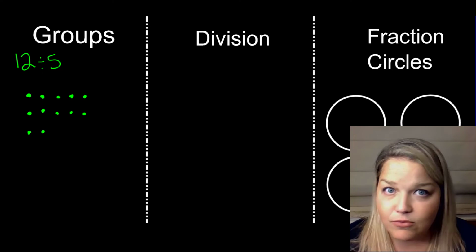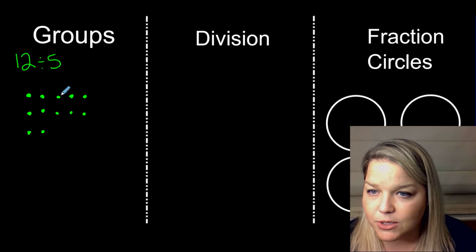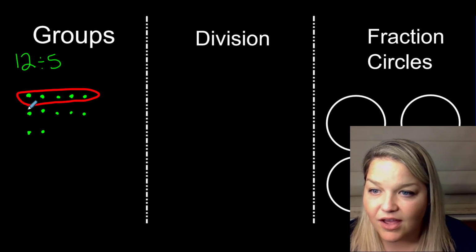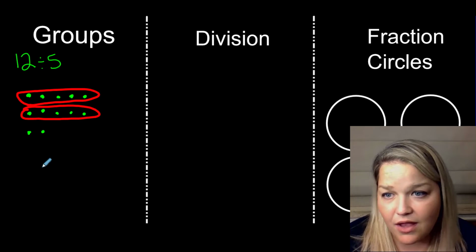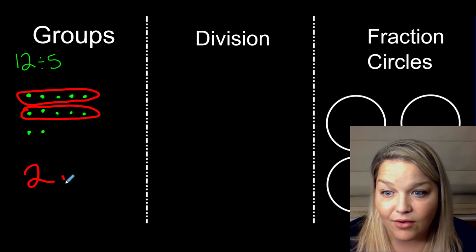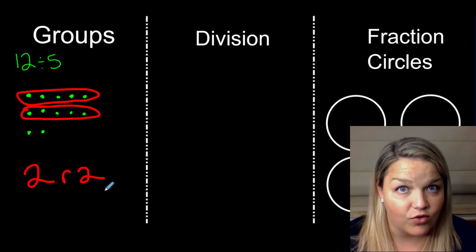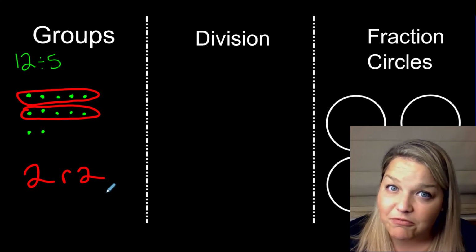I'm going to just group them into groups of 5. How many can I make? 1, 2, 3, 4, 5. I made a group. There's one group. All right, 1, 2, 3, 4, 5. I made another group and I've got 2 left over. So you're like, okay, I can make 2 groups. And then I have 2 left over. So that's kind of where that remainder 2 comes from, the R2. It's the leftover stuff that you didn't have enough to make a group of 5, and so it's just left over.